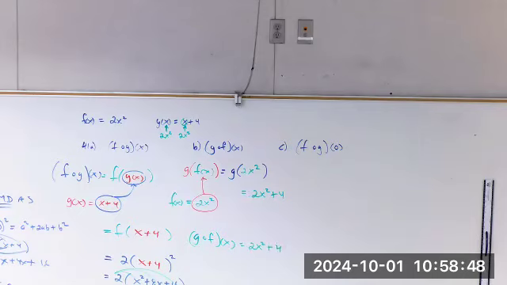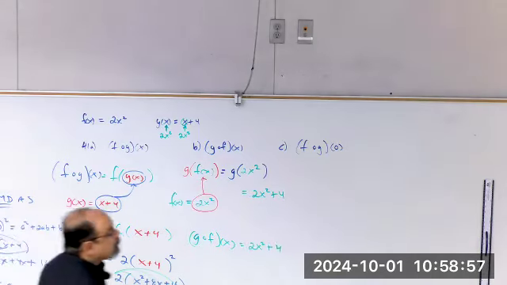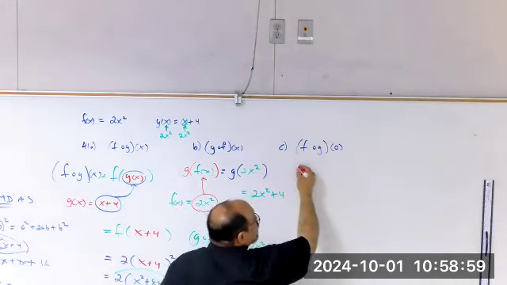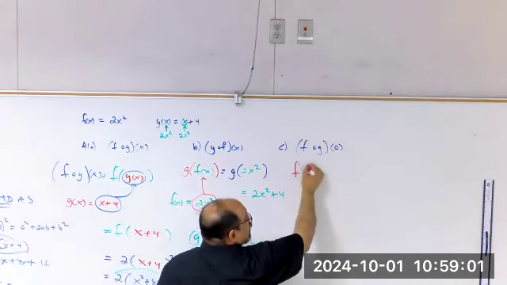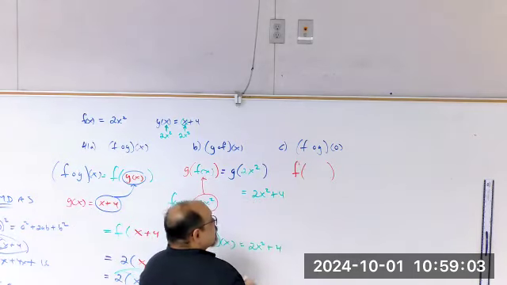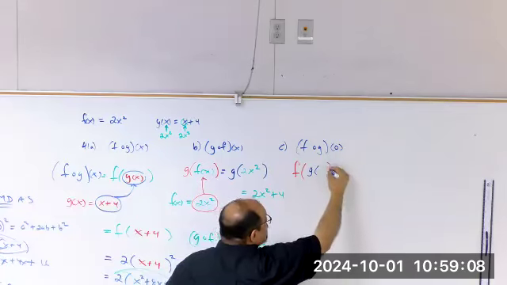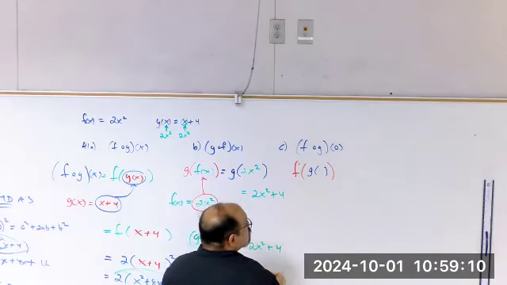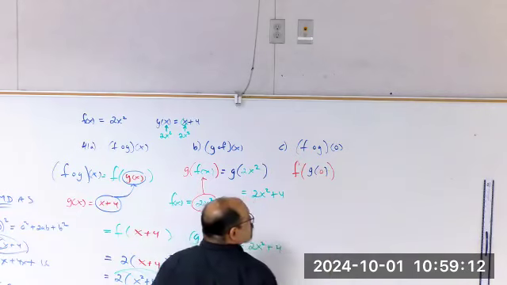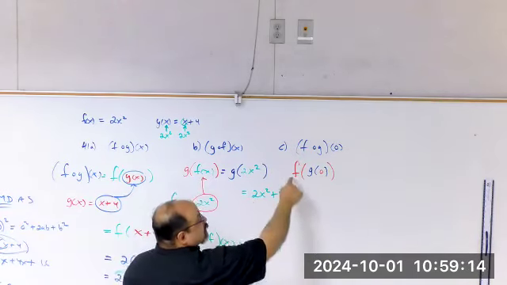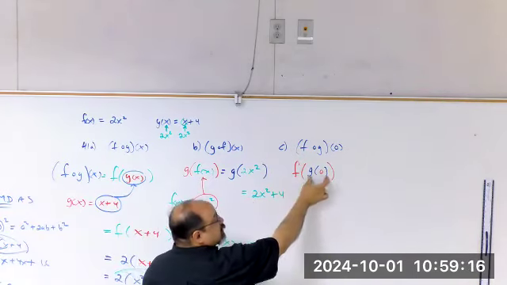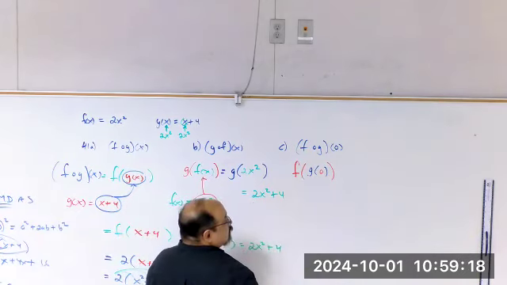Part C, they want to use a number: f circle g of 0. That would mean from left to right, we're going to do f of, and inside the f, we're going to do g of, and inside the g, we're going to do 0. I want to plug g of 0 into the f function, so I have to figure out what g of 0 is first.